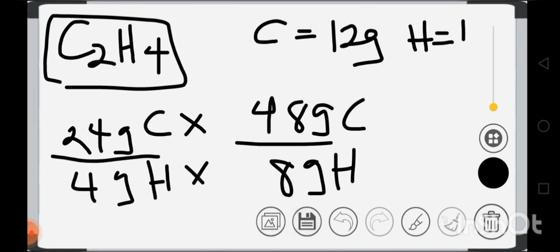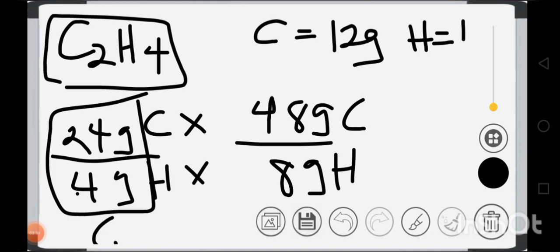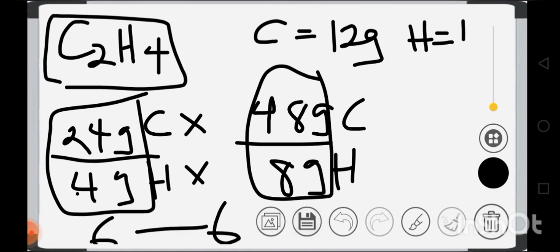You start to divide now. If I divide this, I'm going to have 6. If I divide it as well, I'll see I have 6. See? Then the definite proportion, they are the same. So 48 grams of carbon, you have 8 grams of hydrogen, and so on.